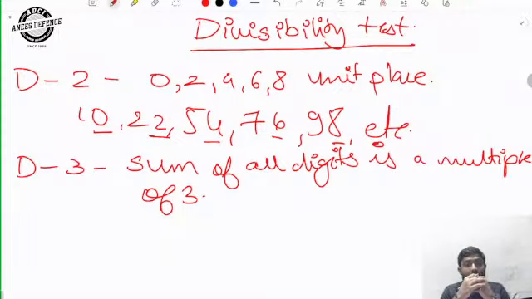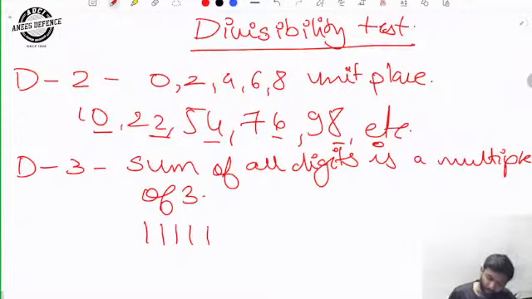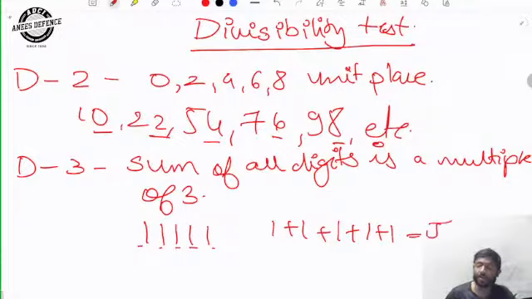For example, let's take a bigger number of 5 to 6 digits, say 11111. There are five 1s in it: 1, 2, 3, 4, 5. If we add all the digits, 1 plus 1 plus 1 plus 1 plus 1, the answer will be 5, and 5 is not divisible by 3. So this number is also not divisible by 3.